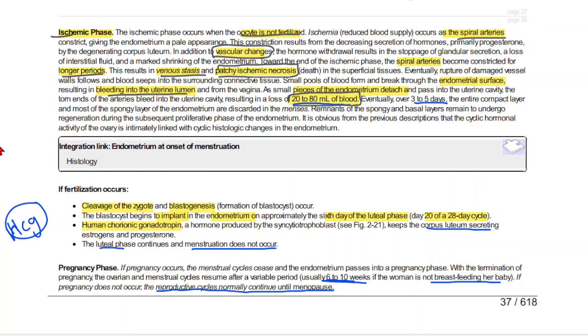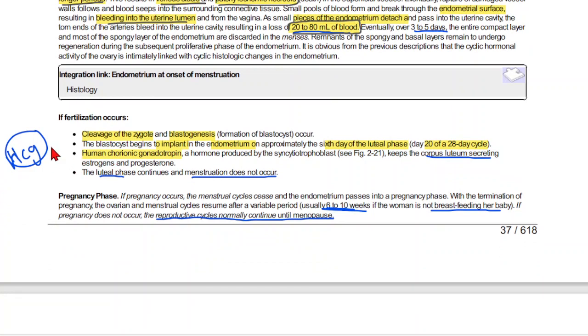If fertilization occurs, how do we identify that fertilization occurred? Cleavage of the zygote, blastogenesis starts, and blastocysts form. Blastocysts begin to implant in the endometrium at the 6th day of the luteal phase, in our 28-day cycle.